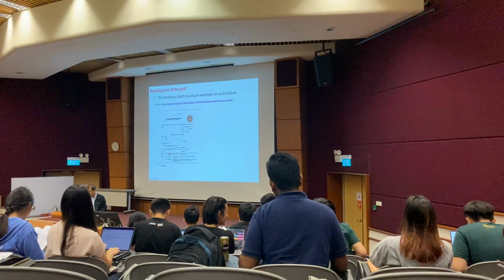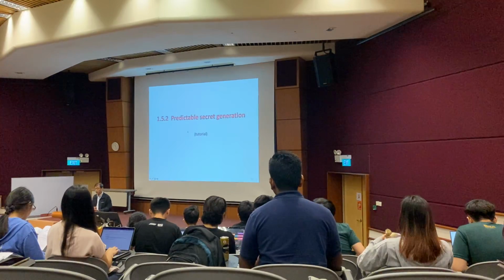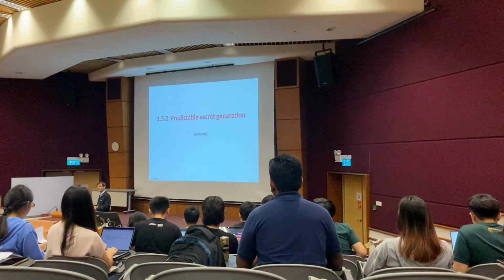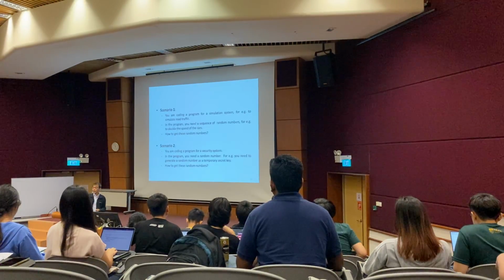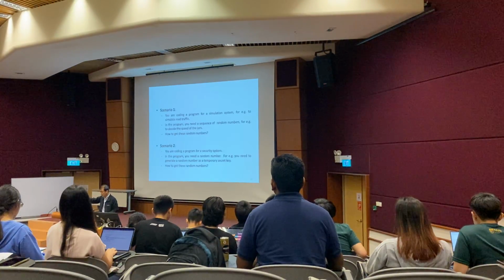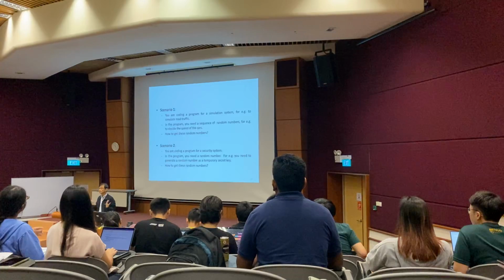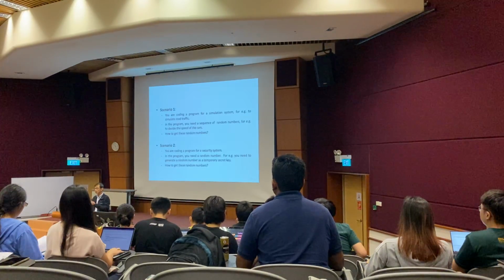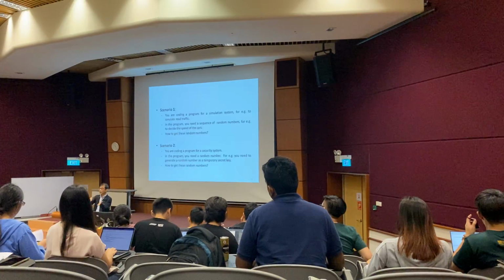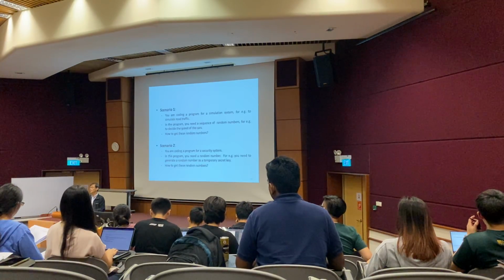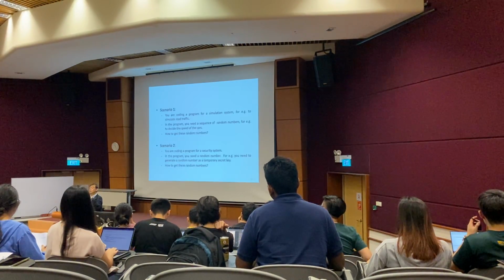Let's see an example: predictable secret generation. This is in the tutorial. What is this about? When you want to write a game or simulation, you need a random number. Why? Because when this guy walks here, sometimes you have to go left or go right, or the tank moves, right? You need some randomness.